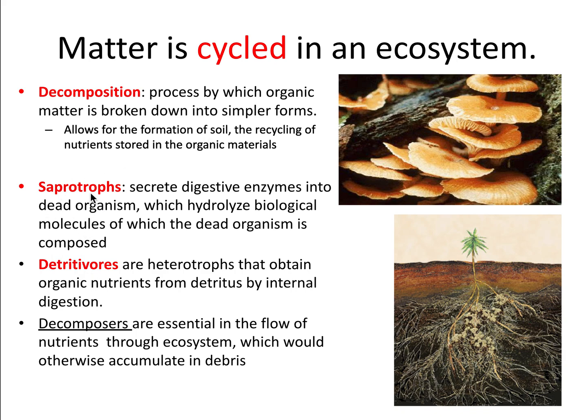Remember, there's two types of decomposers: saprotrophs, which are usually a fungus, and they secrete digestive enzymes and they eat externally, whereas there's detritivores, which have to ingest in order to eat.